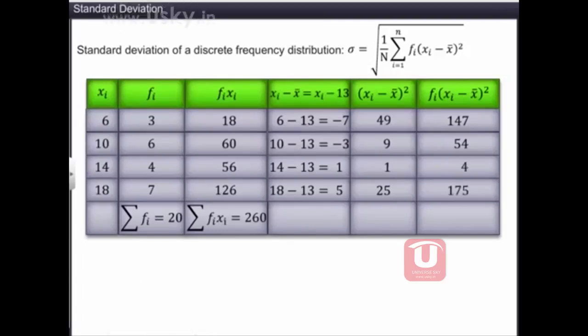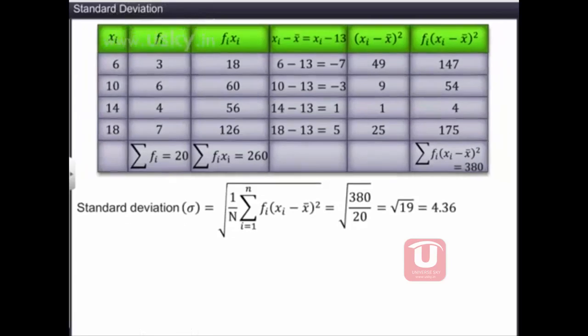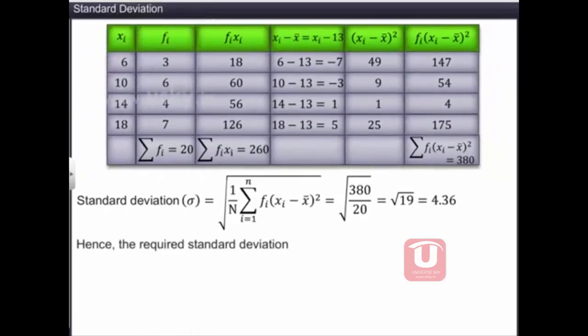The sum of the products of the squares of the deviations and the frequencies is equal to 380. Therefore, the standard deviation is equal to the square root of 380 divided by 20. This is equal to the square root of 19, which is 4.36. Hence, the standard deviation of the given data is equal to 4.36.